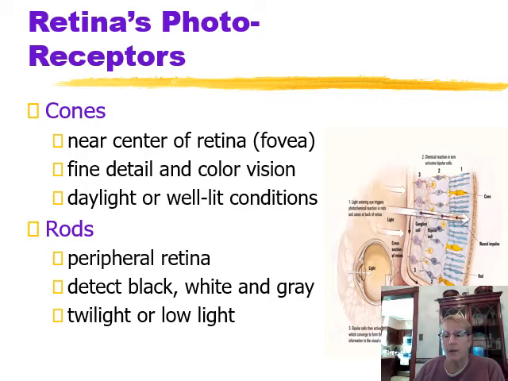Now rods, on the other hand, there's larger numbers, so they work more together. So they're in the what? Periphery, or the edges of your retina. Now, what are they really good at detecting? Black and white. All right, also gray. Now, how you can see where your rods are at work, see there's a larger number, they work together.